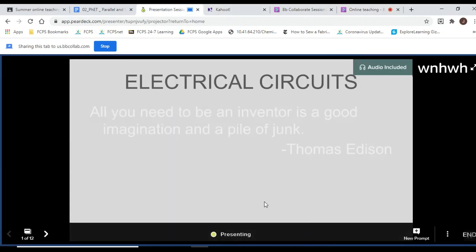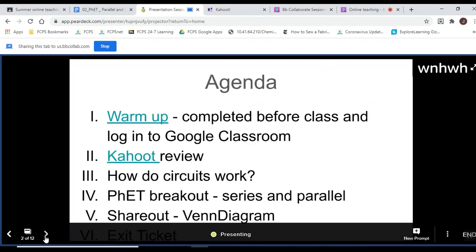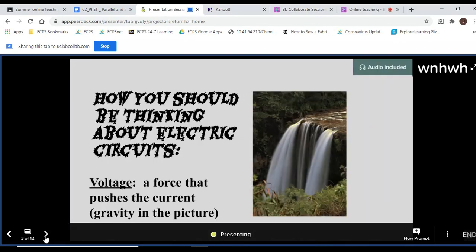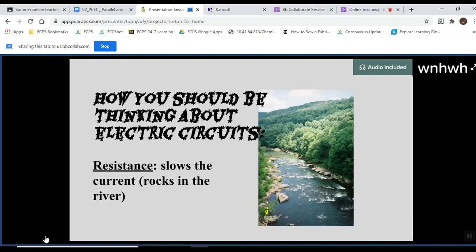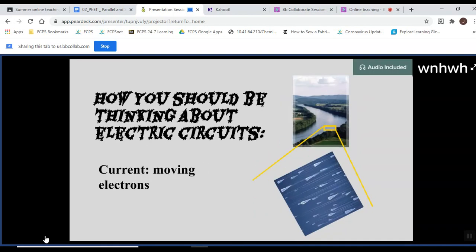So we're going to talk about electrical circuits today. And this is the same agenda that we already talked about. Okay, so when we're thinking of electrical circuits, there are going to be three things we're going to need to analyze. Voltage, which is basically the force. The resistance, which is how hard it has to work. And the current, how fast the electricity is moving.